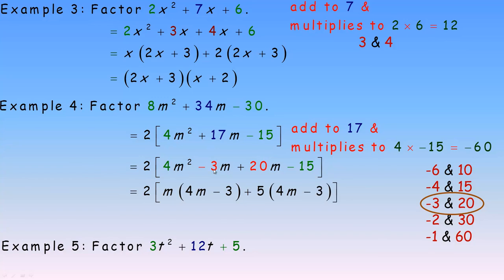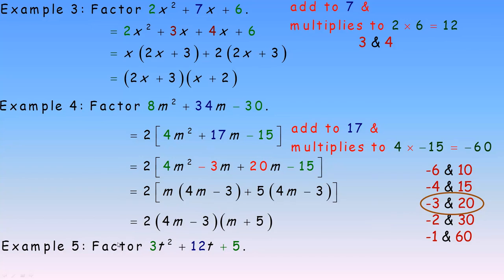There's a common factor of just m here. So m comes out of this, leaving a 4m minus 3. And there's a common factor of 5 here. So we factor a 5 out of this, leaving 4m minus 3. And then, again, the common factor of 2. And then we factor the 4m minus 3 out. And what's left for the other factor is the m plus 5.